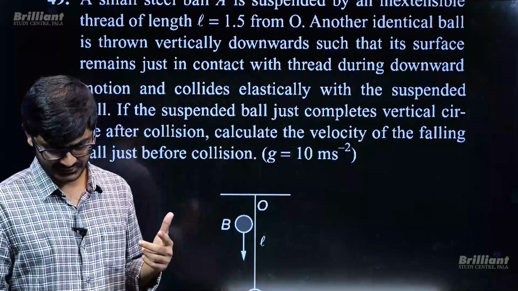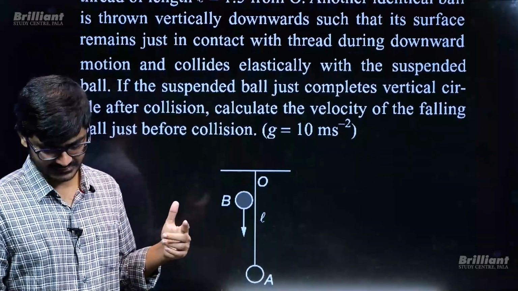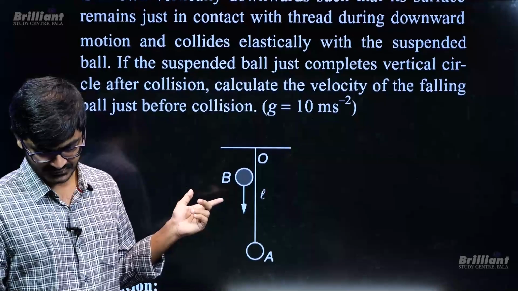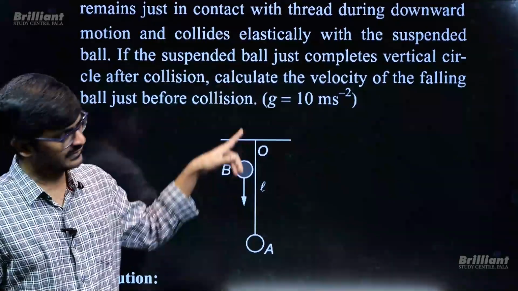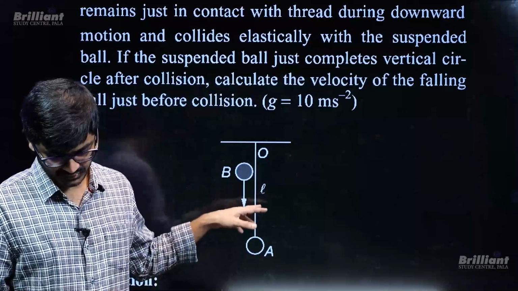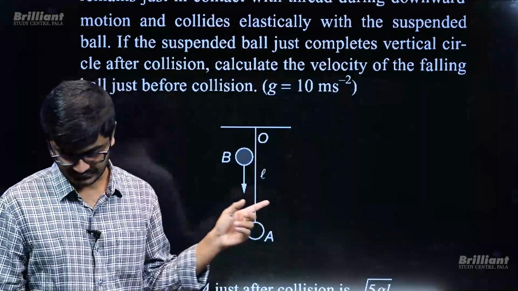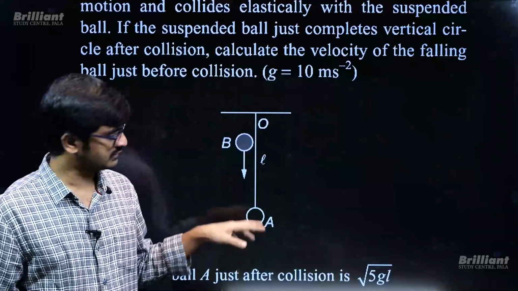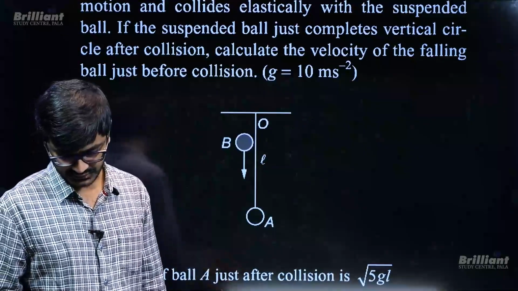Another identical ball is thrown vertically downward such that its surface remains just in contact with the thread during the downward motion. That is given to identify the geometry. It collides elastically with the suspended ball. If the suspended ball just completes the vertical circular motion, calculate the velocity of the falling ball just before collision.